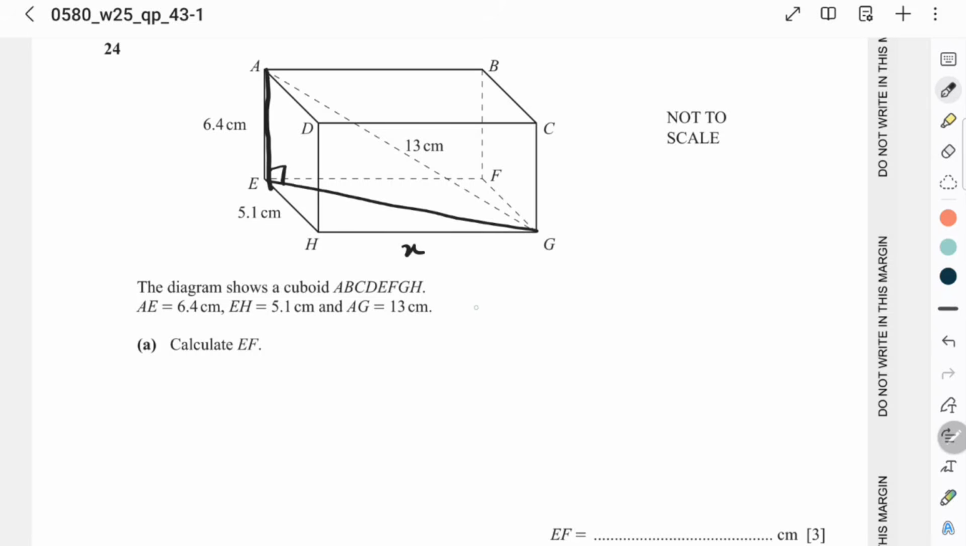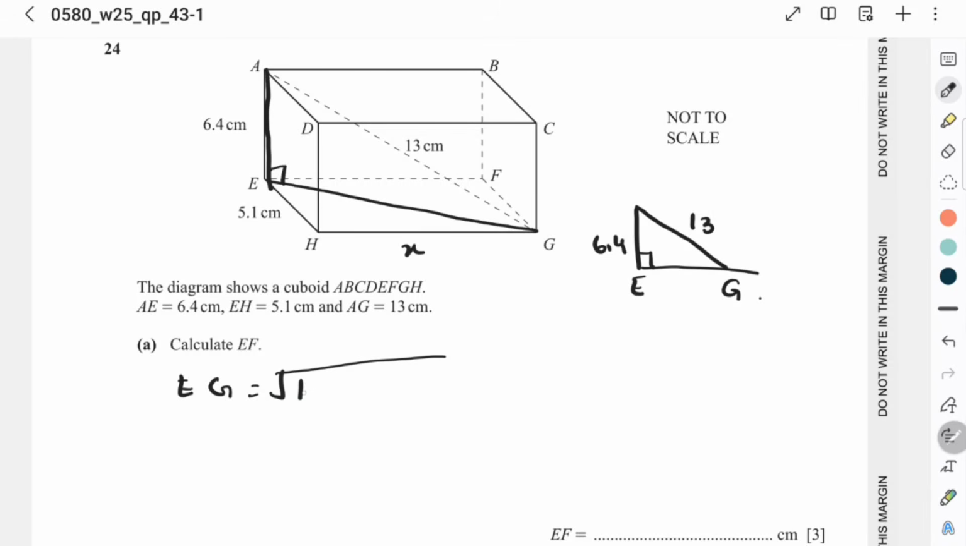For example, this is what we have to find out. To find it, first we use the 6.4, the 90 degree angle and 13 centimeters, and we find EG, which is the base. So EG is equal to the square root of 13 squared minus 6.4 squared, which is equal to 11.315 centimeters. Now we got 11.315 centimeters. Now what are we going to do?